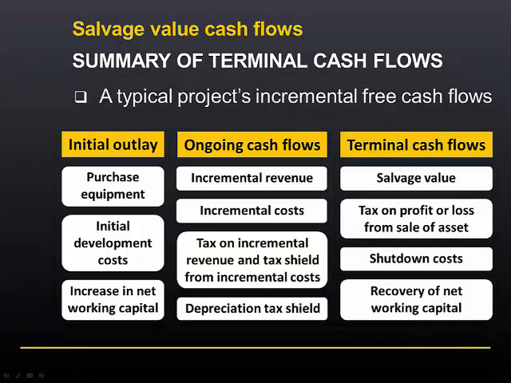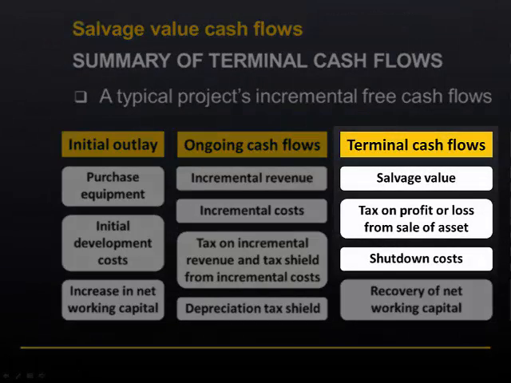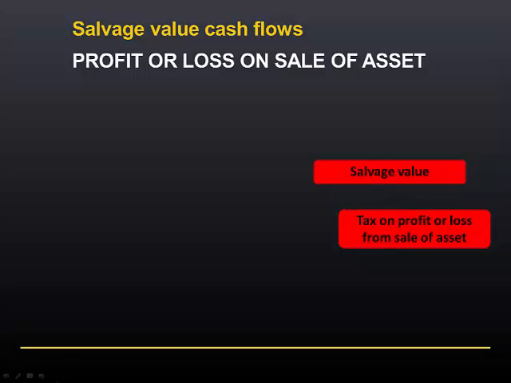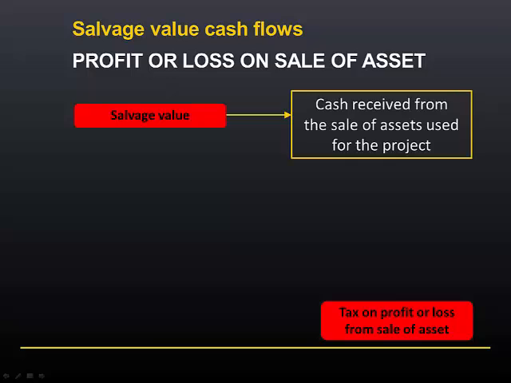In this module and the next, we'll look at the remaining terminal cash flows. And in this module, we're looking at the salvage value and the tax on any profit or loss from the sale of an asset. Salvage value is the term we give to cash received from the sale of any assets that are used in the project. That is clearly a cash flow and is recorded as such in our NPV analysis. However, we still need to deal with the tax, if any, associated with that sale.